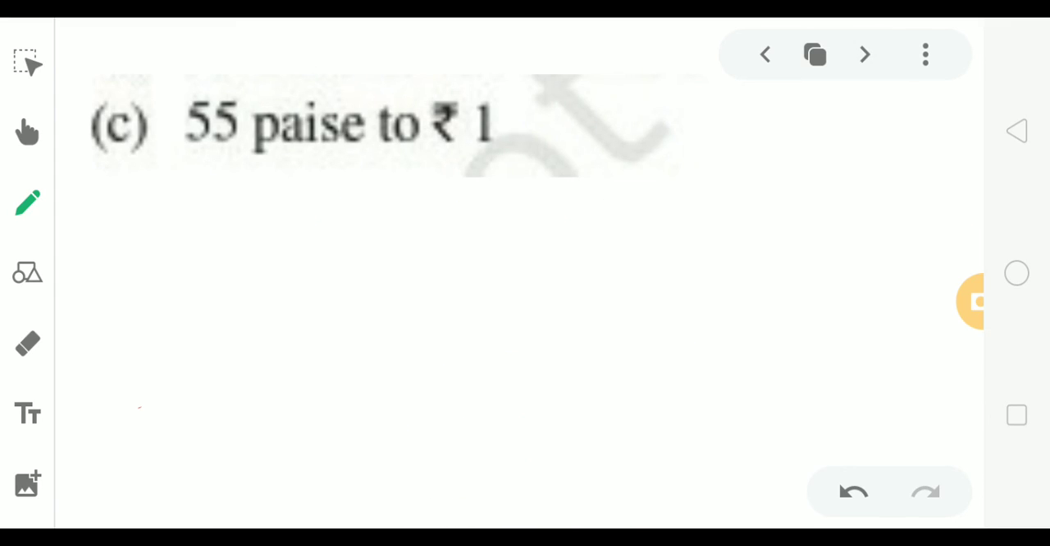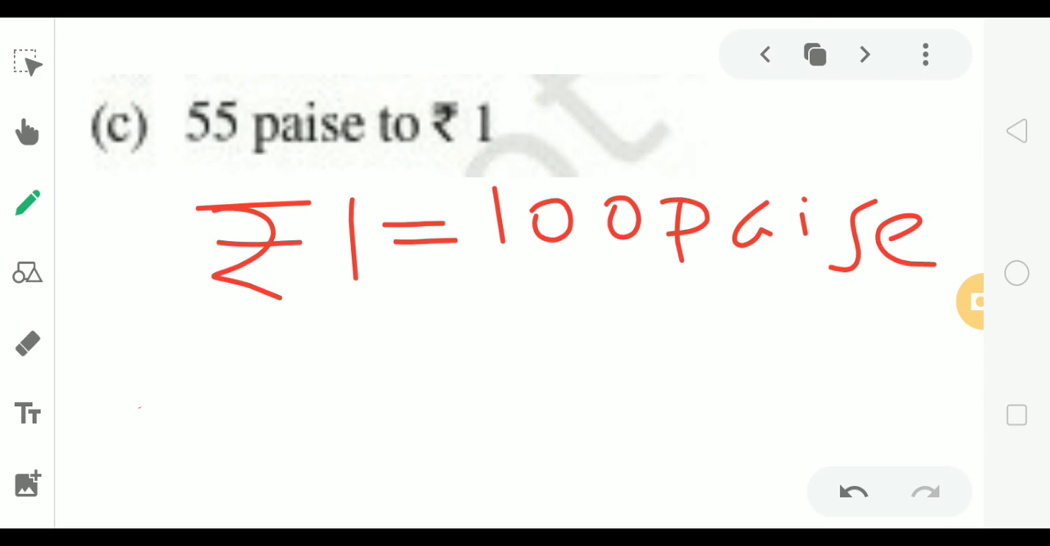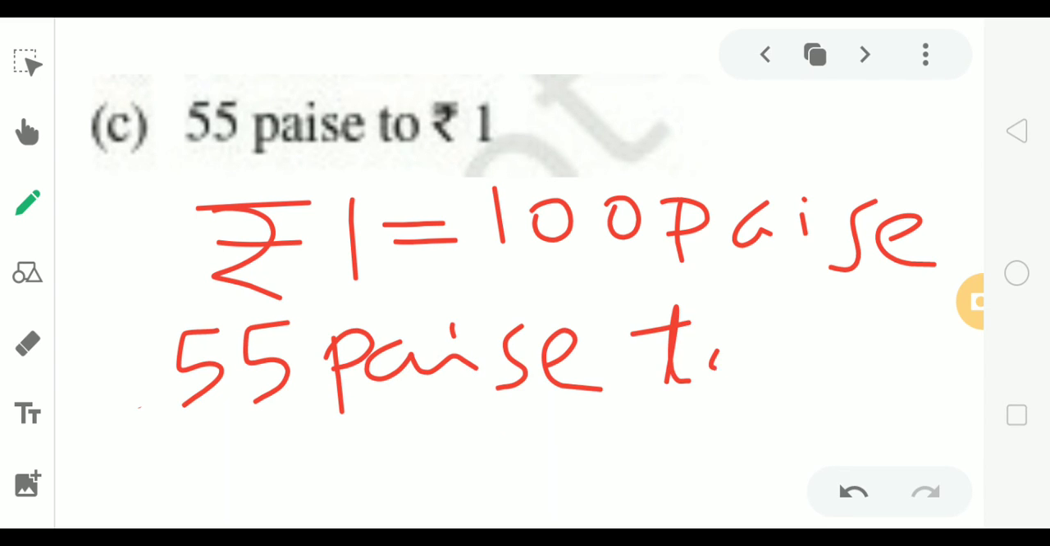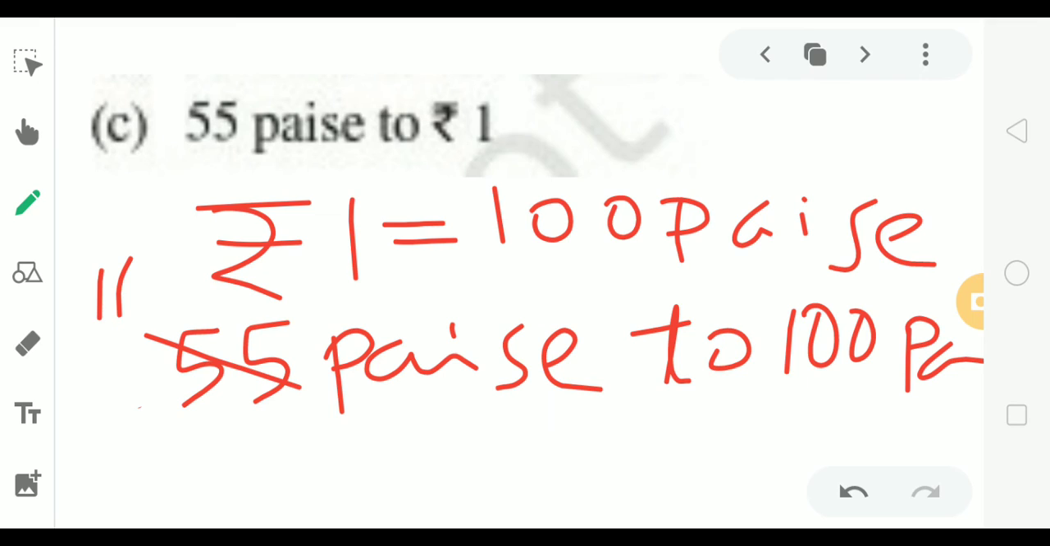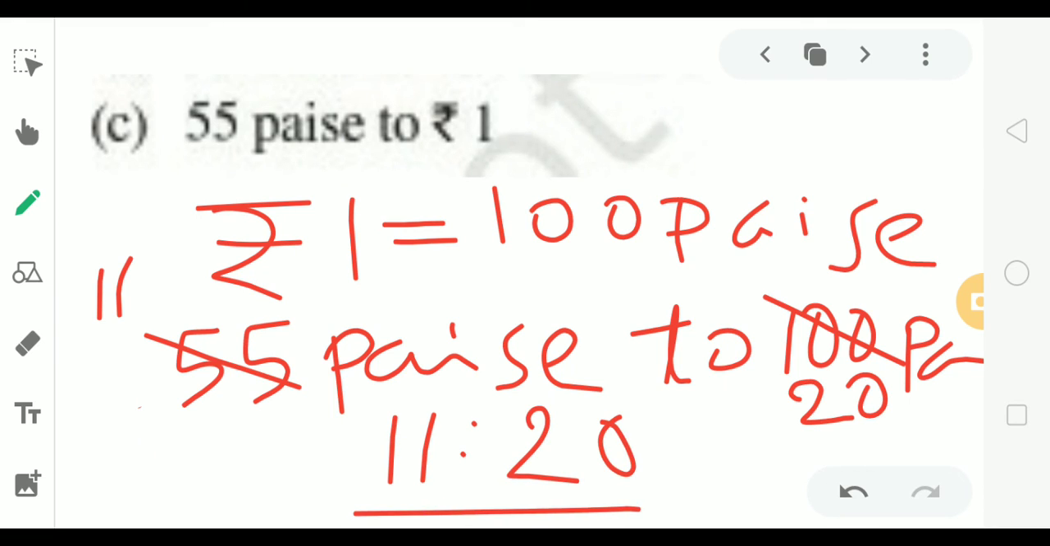Moving on to the next one, 55 paise to 1 rupee. We know that 1 rupee is equal to 100 paise. So here 1 rupee we have to change in terms of paise. So we write it as 55 paise to 100 paise. Then we reduce it. Both can be reduced in the 5 table. 5 table, 55 is 11 times. 5 table, 100 is 20 times. So we get the ratio in the simplest form as 11:20. So 11:20 is in the simplest form.